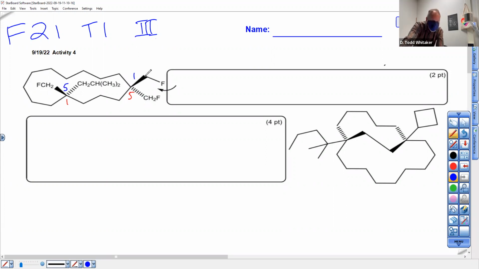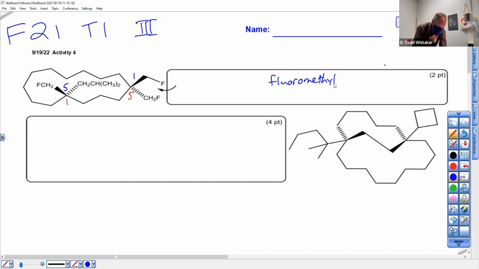Ladies and gentlemen, the name of the group ends with the part attached to the ring. It's a 1-carbon group attached to the ring. What's the only name for a 1-carbon group you know? Methyl. Now, in front of the word methyl, you tell me what's attached to the methyl. Fluoro. The group is called a fluoromethyl. Fluoromethyl.